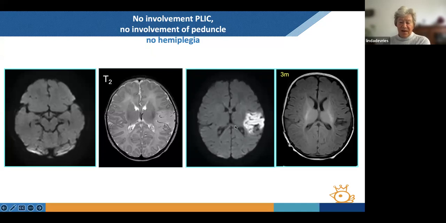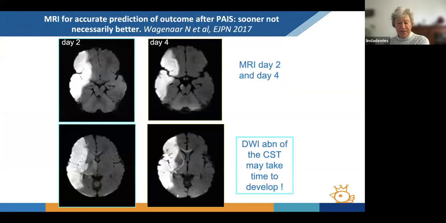We see that. Here we see what I mentioned before, loss of the cortical ribbon. You see that there's an area of high signal intensity, easier to see on the diffusion that it's abnormal. And then at 3 months, there is some cavitation over here, but the posterior limb of the internal capsule is preserved, and the child had no motor problems later on.